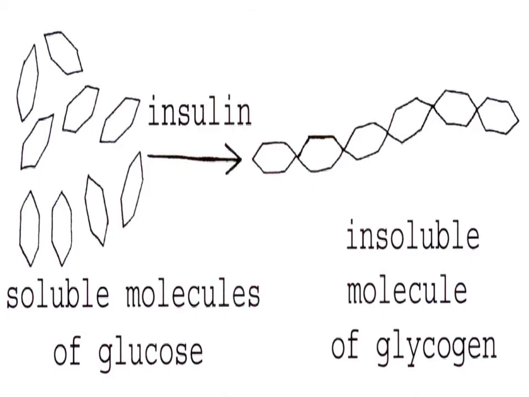Well, this slide shows one of the actions of insulin. It's taking soluble molecules of glucose, which will be in the blood and the tissue fluids, and converting it into the polysaccharide called glycogen. And the glycogen is stored in insoluble form in the liver and in the muscles. So that means if the glucose is not in soluble form, it's no longer in the blood and tissue fluids, and therefore blood sugar levels have been reduced.